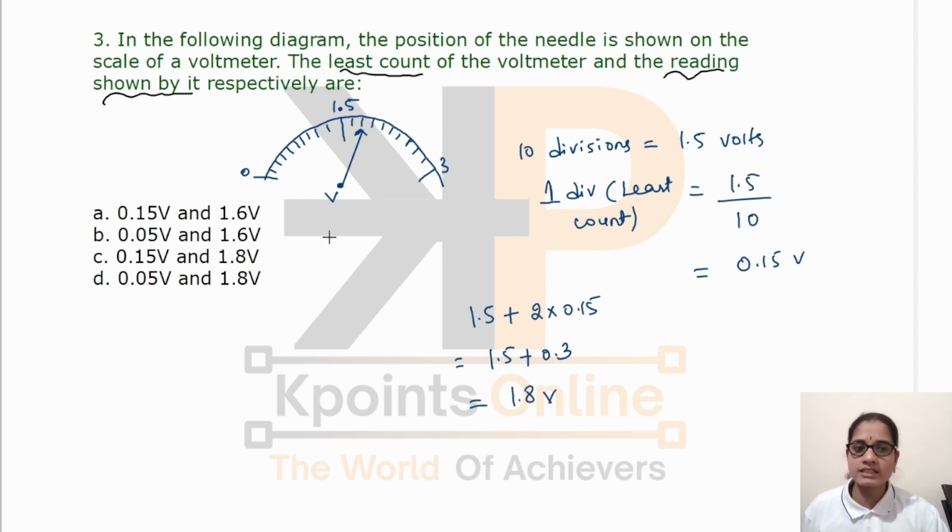So the correct answer will be, the least count is 0.15 volt and the reading shown by this needle is 1.8 volt. Let us check the answer here. So this option C is our correct answer: 0.15 volt and 1.8 volt.